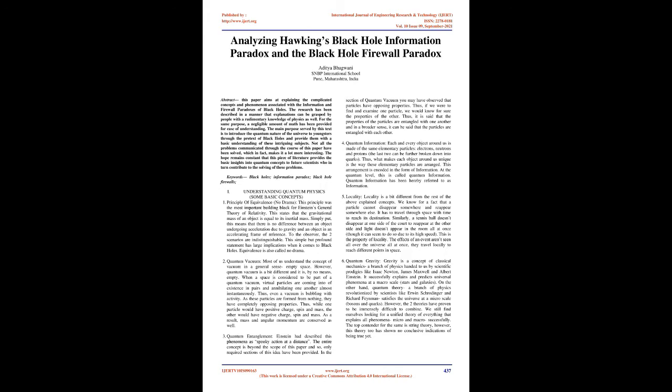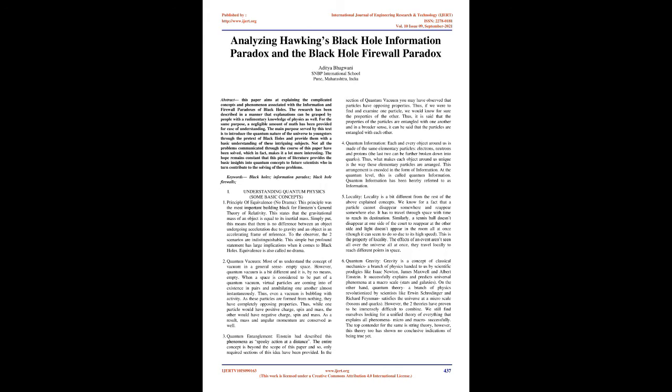Quantum information. Each and every object around us is made of the same elementary particles: electrons, neutrons, and protons. The last two can be further broken down into quarks. Thus, what makes each object around us unique is the way these elementary particles are arranged. This arrangement is encoded in the form of information. At the quantum level, this is called quantum information. Quantum information has been hereby referred to as information.